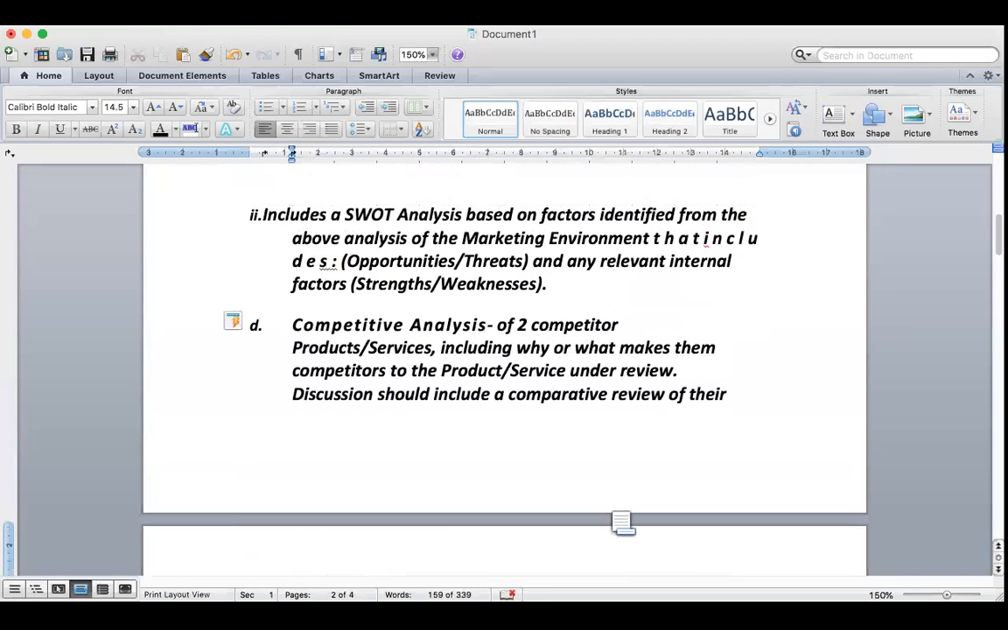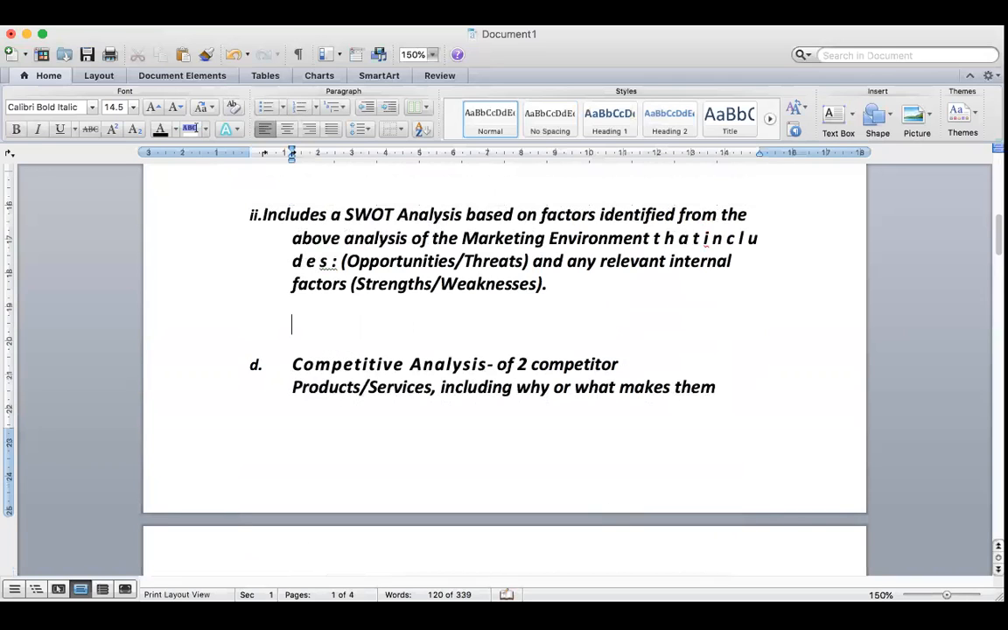Now, you go back to the SWOT analysis. Here, strengths and weaknesses are basically related to the company's resources, the company's resources.